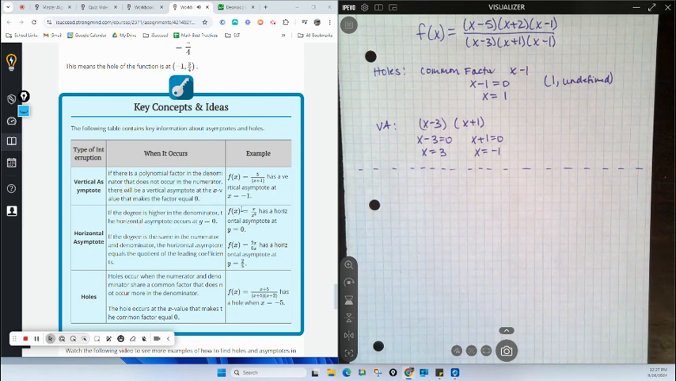Hey math students, so we're continuing with this function problem. We have a rational function and we're continuing down our list of needed information, or our key characteristics. So we're going to jump into horizontal asymptote.